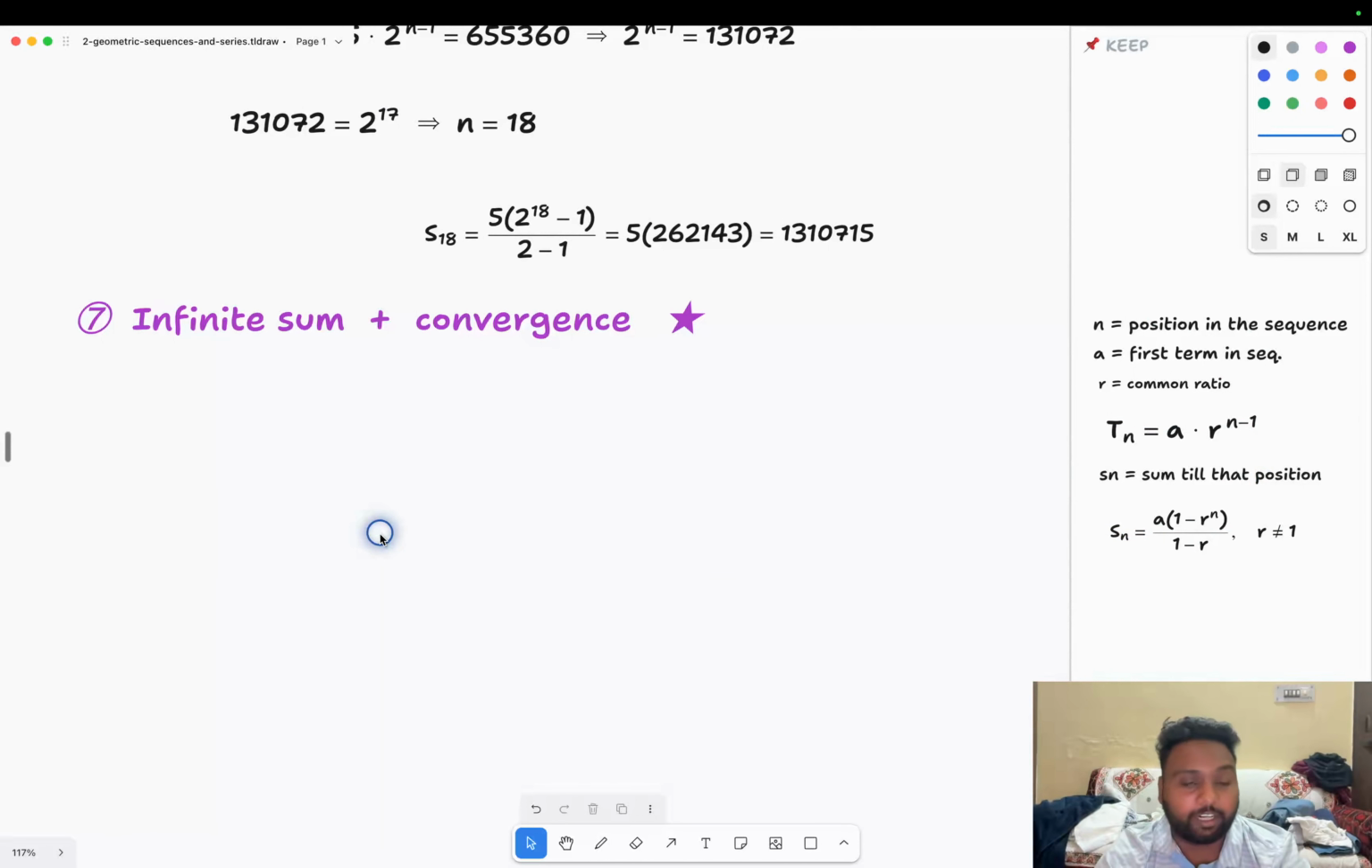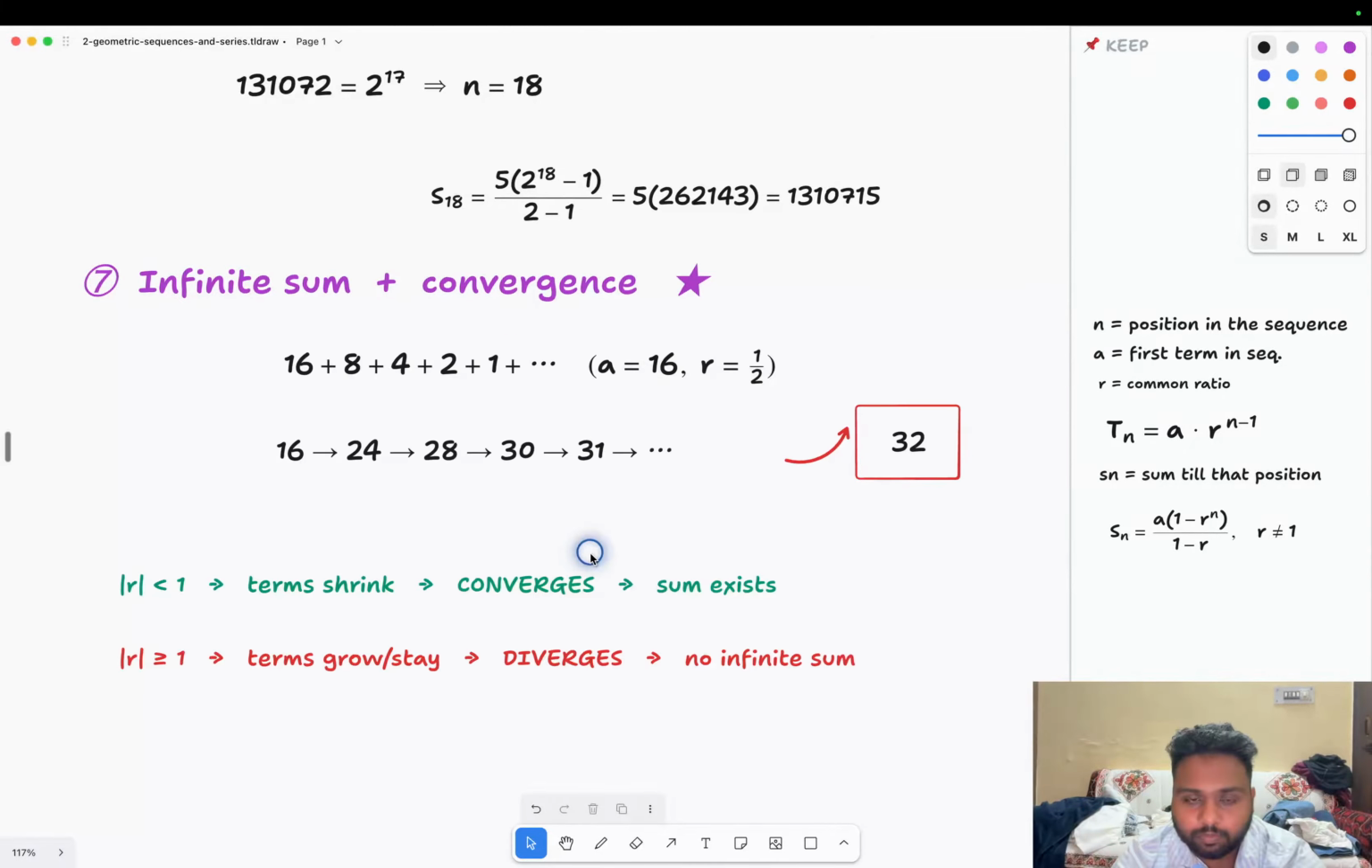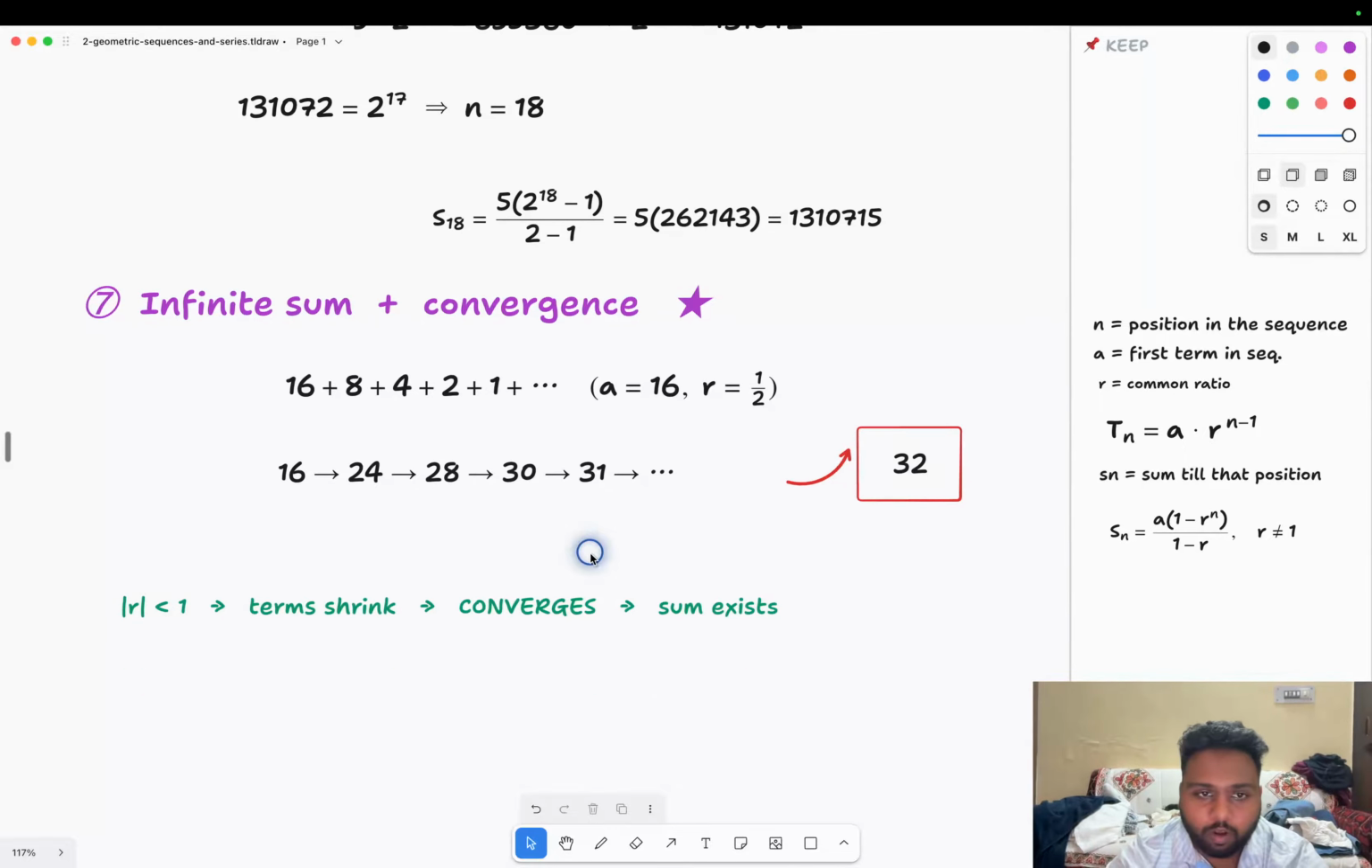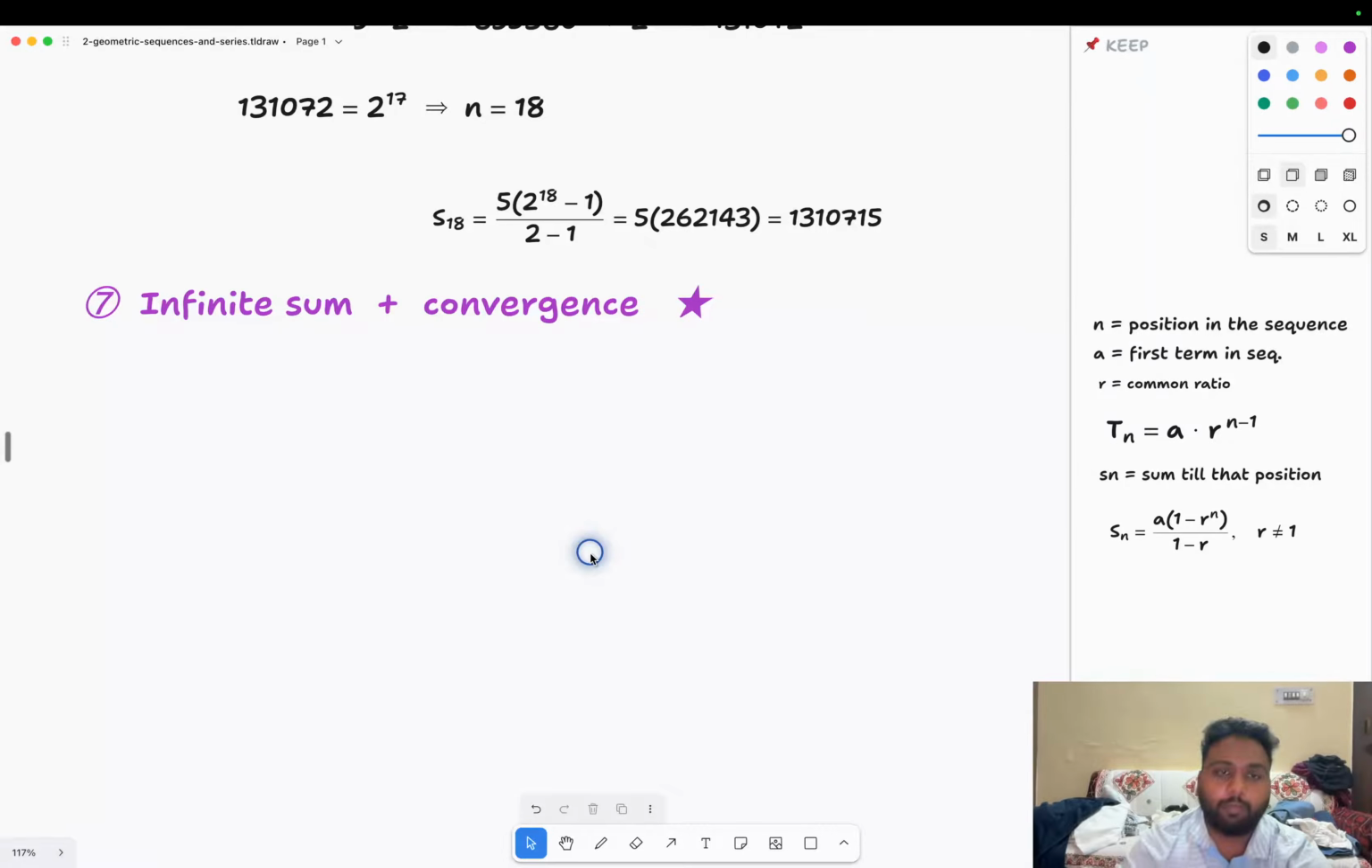Okay, this is another very interesting part, infinite sum and convergence. Okay, so in our arithmetic series, if we have something in plus and it keeps rising and rising and rising, if we continue that till infinity, we will get a very, very, very big number, which we can say is almost equal to an infinitely big number. Okay, now we are going to look at infinite sum plus convergence. Okay, so what is infinite sum and what is convergence?